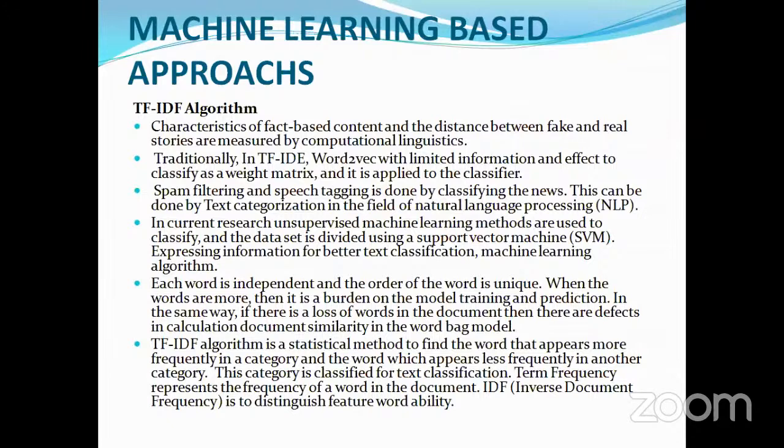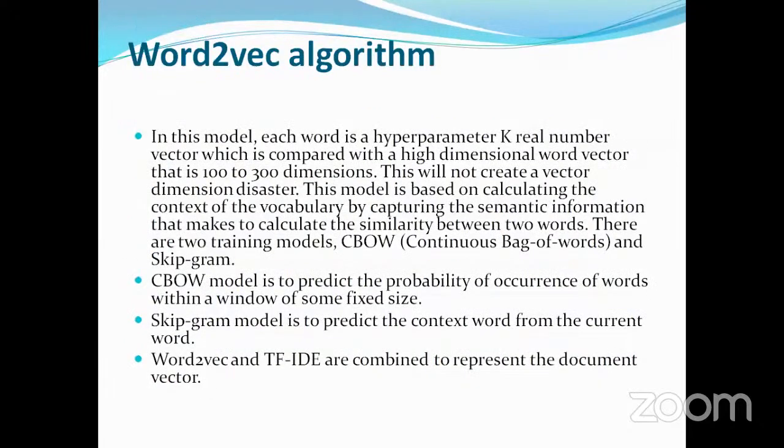Here the spam filtering and speech tagging are done by classifying the news. This can be done by text categorization in the field of natural language processing, NLP. In current research, unsupervised machine learning methods are used to classify, and the data set is divided using the support vector machine. Each word is independent, and the order of the words is unique. So this is a text classification method. Using this method, we can pick the word and classify whether it is real or fake. It is a statistical method to find the word that appears most frequently. The most frequent word is taken, and the analysis will be done from the most frequent word.